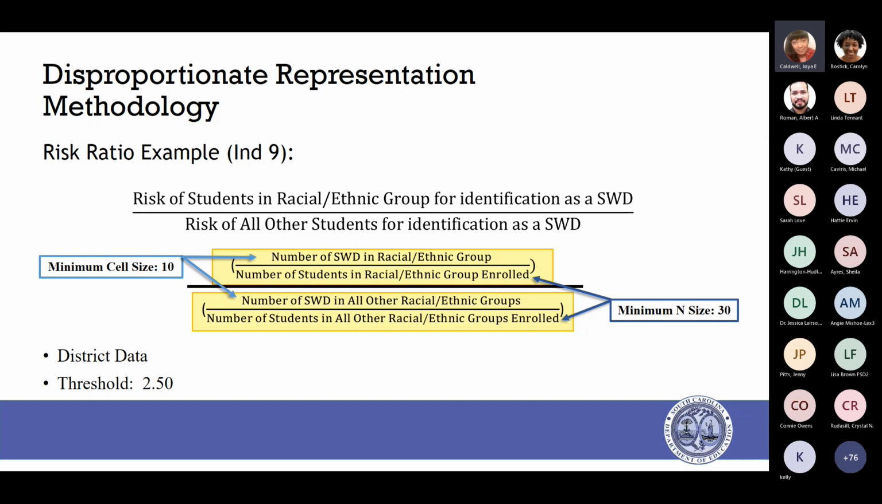Our first ratio is going to be that of the LEA's child count of students in a given race or ethnicity, which will be numerator number 1, divided by the LEA's number of students enrolled in that race or ethnic group, which will be denominator number 1. This is all divided by the second numerator, the LEA's child count for all other races, meaning you would exclude the one being analyzed, divided by the LEA's enrollment of all other races in the denominator. Next slide.